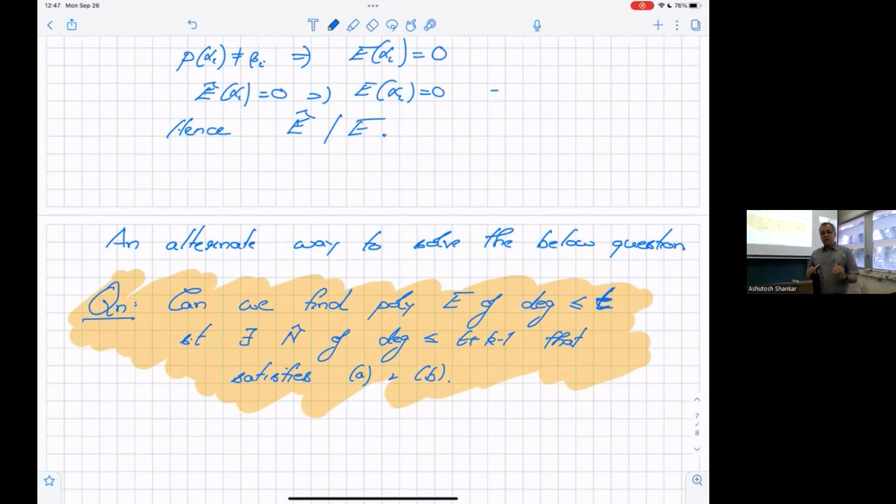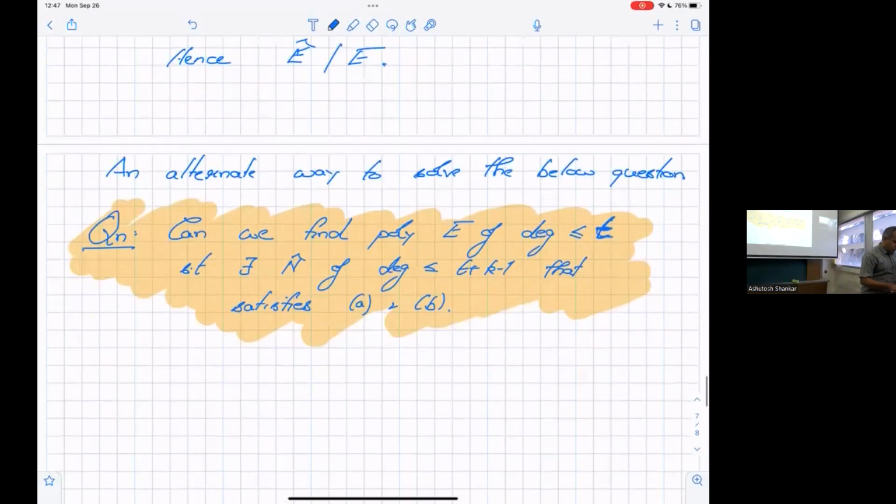Now, if you want some vector to be the evaluation of a polynomial of degree at most t plus k minus 1, it has to be orthogonal to every point in the dual of that code. So just write those constraints: the Hadamard product of beta and E should be orthogonal to every codeword of the dual of degree t plus k minus 1 polynomials. That will ensure that this is a degree t plus k minus 1 polynomial. So the alternate approach is to do the following.